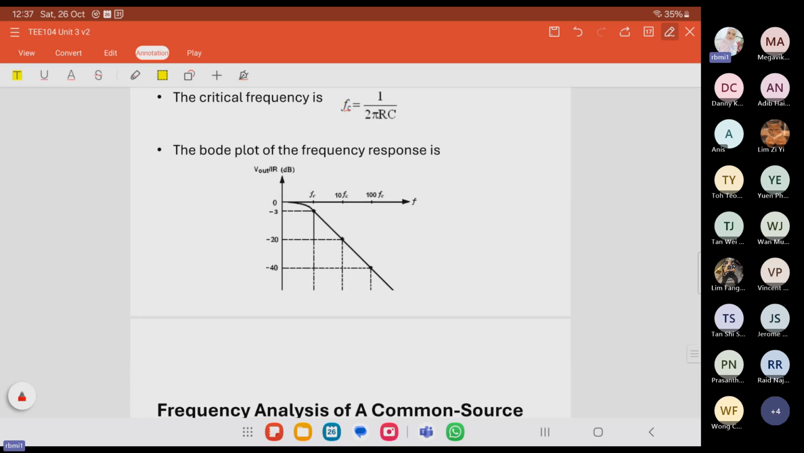If Vout is 1/10 of the input signal, then the signal at Vout is attenuated by minus 20 dB, which also implies the frequency F equals 10 Fc. Minus 20 dB at 10 Fc is known as minus 20 dB per decade. If Vout is 1/100 of the input signal, then the output signal is attenuated by minus 40 dB, which implies 100 Fc. So this is the high frequency response. This is the Bode plot of the high frequency response.